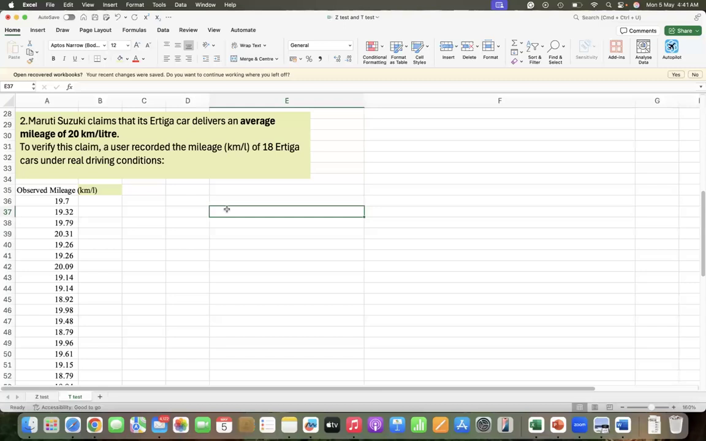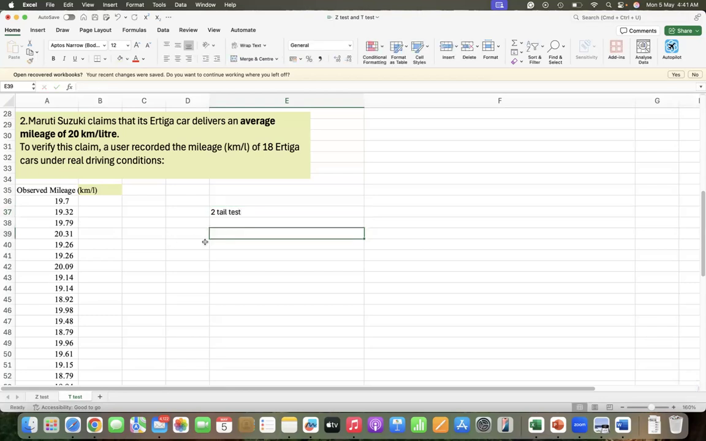Or if the question says it is less, it can be a one tail test. Right now it is a two tailed test because the researcher claims it can be higher or it can be lower. So it's a two tailed test.